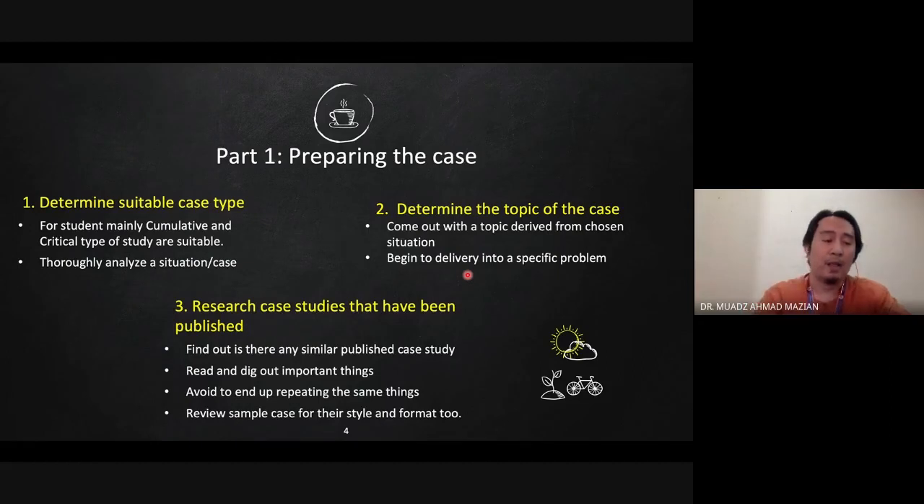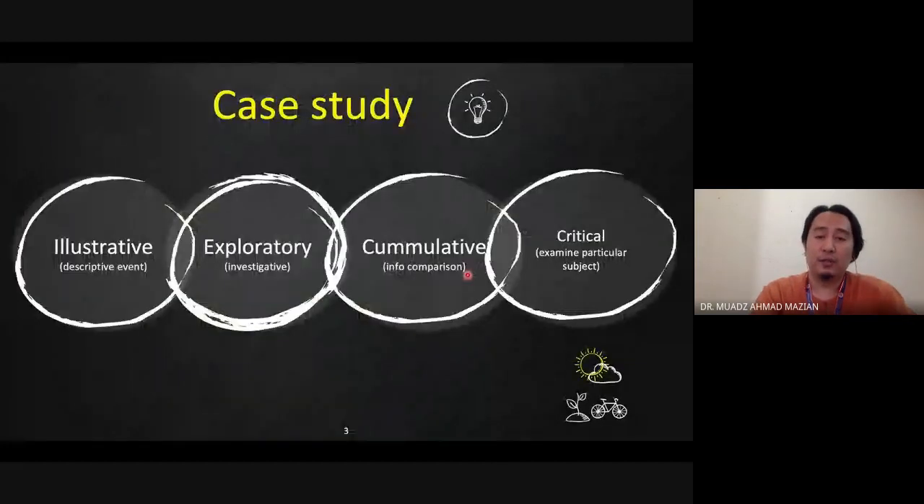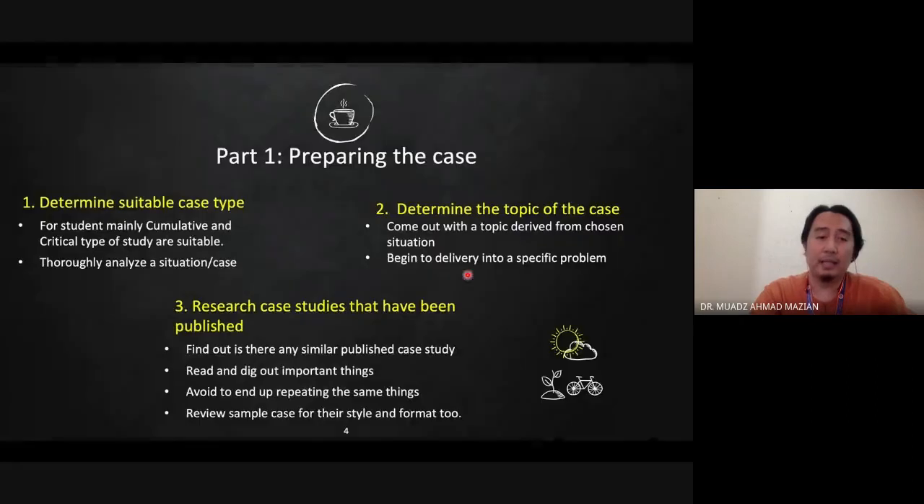Okay. There is a three points that you need to aware of, okay, and you need to bear in mind. The first one is to determine the suitable case types. Okay, so macam tadi, as I mentioned to you, there is a four of types of the case study, and the first point here you have to determine the suitable case study. Okay, the suitable case type. So as I mentioned before, mainly for students, they will choose cumulative and critical types of study lah. Are suitable untuk students, okay, not illustrative. Illustrative you can do also, and the investigation. So it depends what types of problem that you going to face.